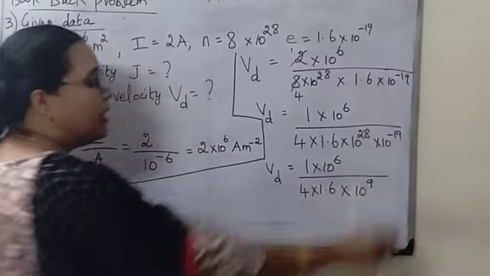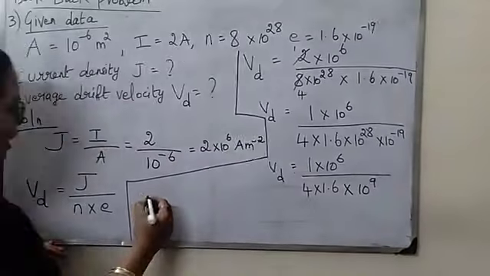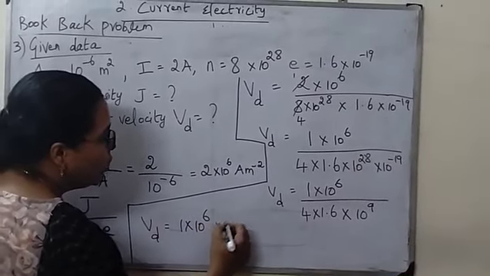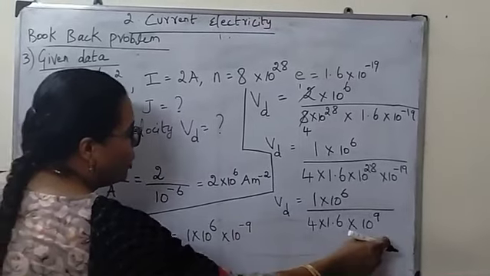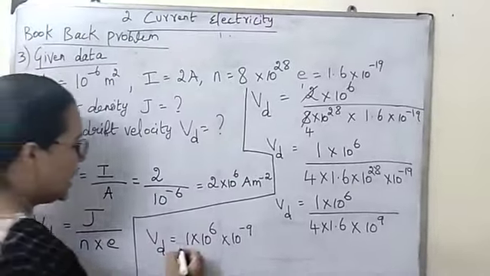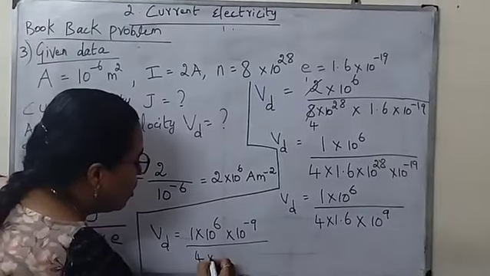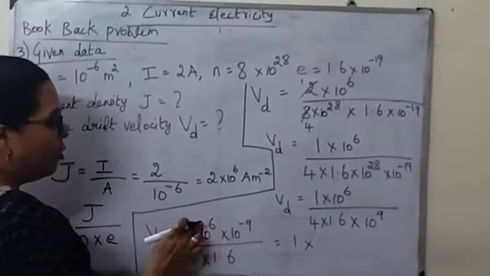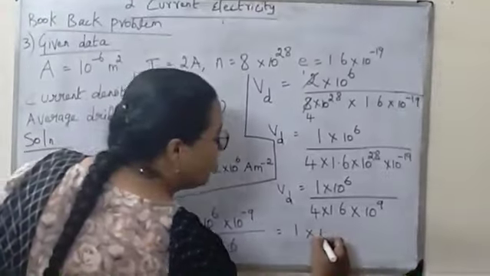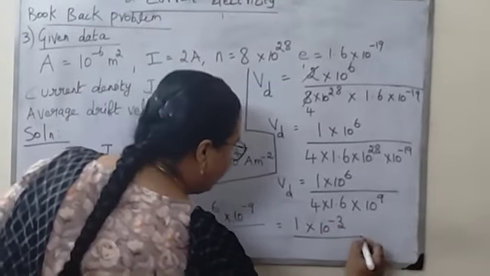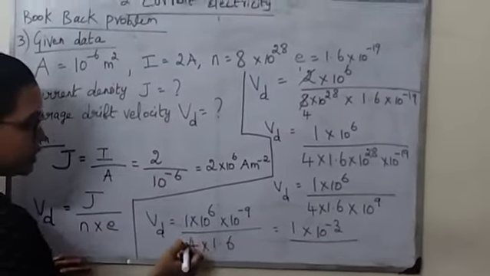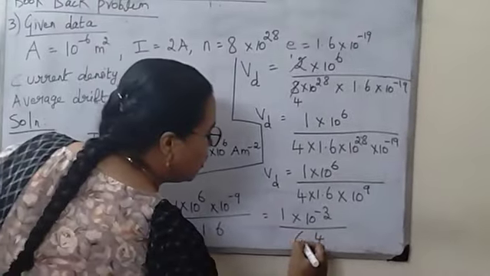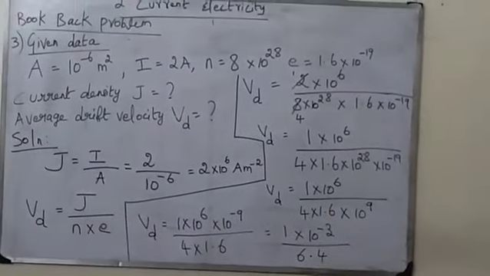Again the next step, bring this 10 to the power of 9 to the numerator. So Vd is equal to 1 into 10 to the power of 6 into 10 to the power of minus 9. When it is coming to the numerator, plus 9 will become minus 9, divided by 4 into 1.6. Now 10 power plus 6 and 10 power minus 9 becomes 10 to the power of minus 3, divided by 4 into 1.6. 4 times 1.6 is 6.4. Up to this, is that clear, children?